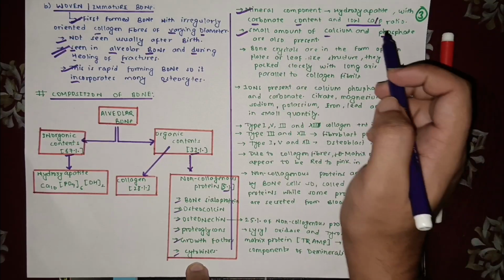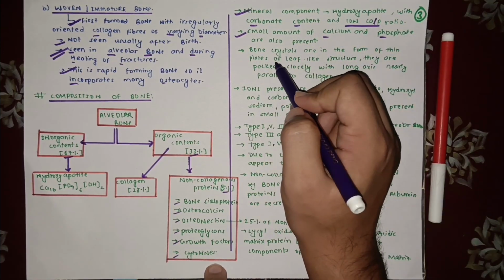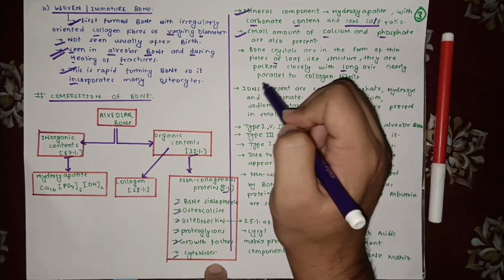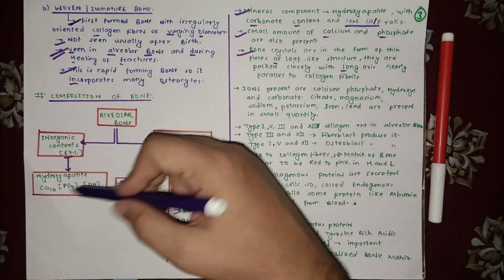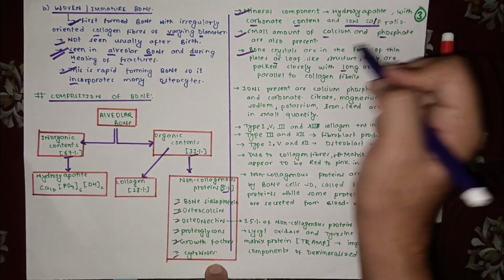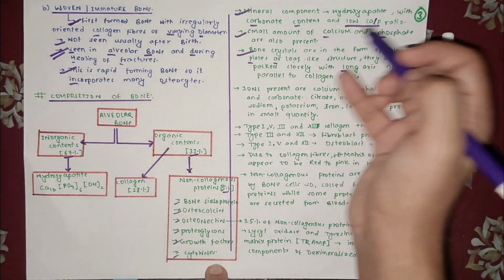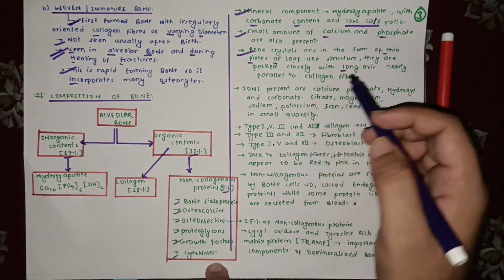So this is a line from Orban's. After that, bone crystals are in the form of thin plates or leaf-like structures. They are packed closely with their long axis nearly parallel to the collagen fibers. So these hydroxyapatite crystals are thin plates or leaf-like structures, packed closely with the long axis parallel to the collagen fibers.